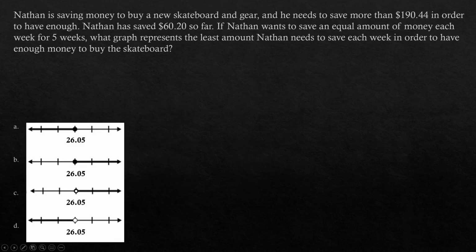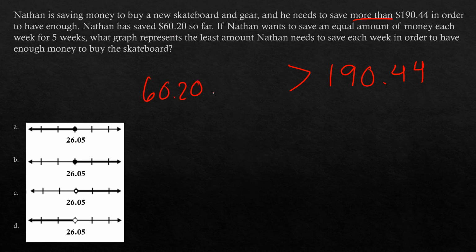Alright, Nathan is saving money to buy a new skateboard and gear. He needs to save up more than $190.44. Nathan has saved $60.20 so far, and he wants to save an equal amount for 5 weeks.